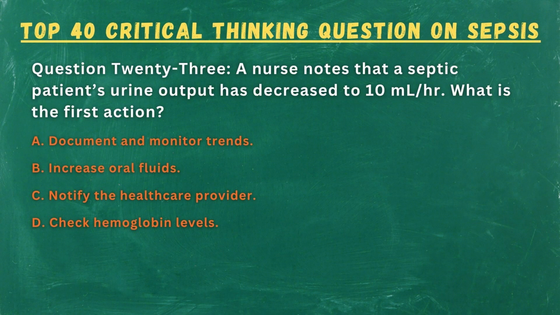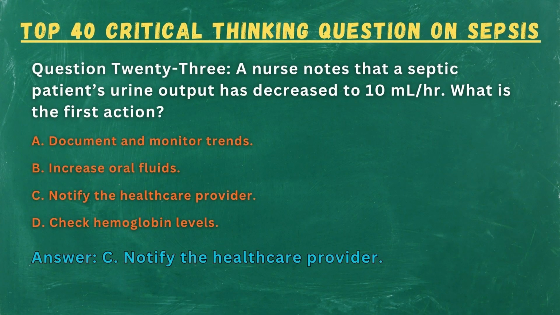Question 23. A nurse notes that a septic patient's urine output has decreased to 10 milliliters per hour. What is the first action? A. Document and monitor trends. B. Increase oral fluids. C. Notify the healthcare provider. D. Check hemoglobin levels. Answer: C. Notify the healthcare provider.